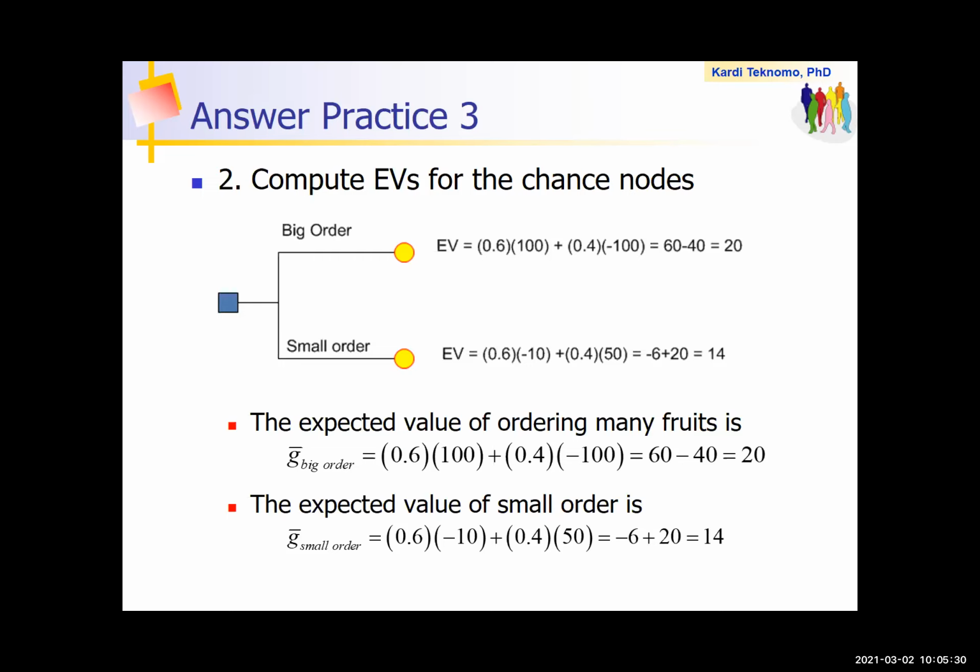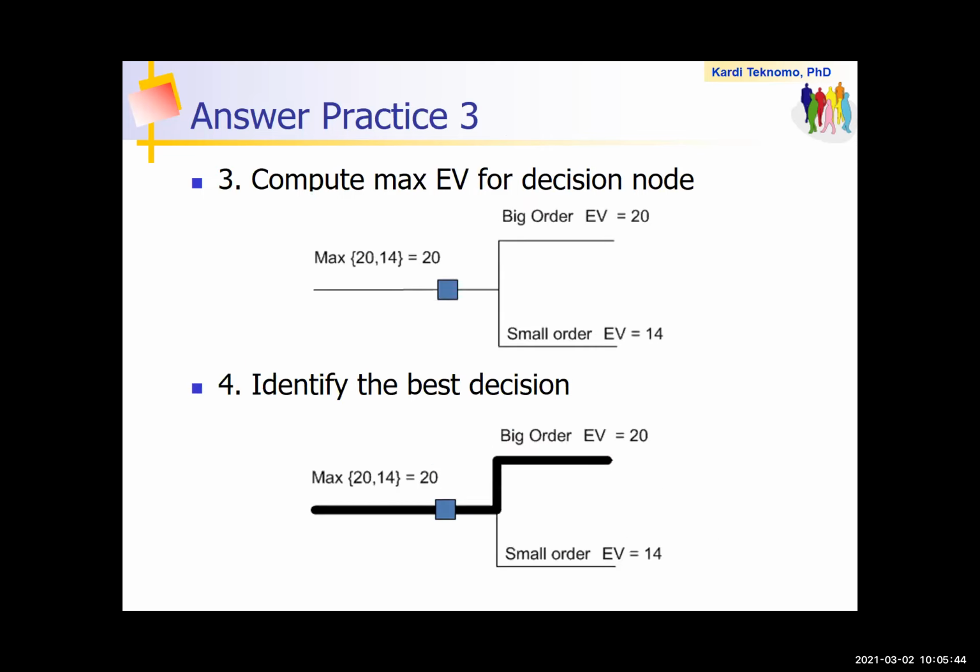Until here, can you follow? Yeah, no problem, right? So next, you calculate the maximum EV for the decision node. In this case, remember the EV for big order is 20, the small order is 14. Now you maximize. In the decision node, you maximize. In the chance node, you calculate the EV, but in the decision node, you maximize.